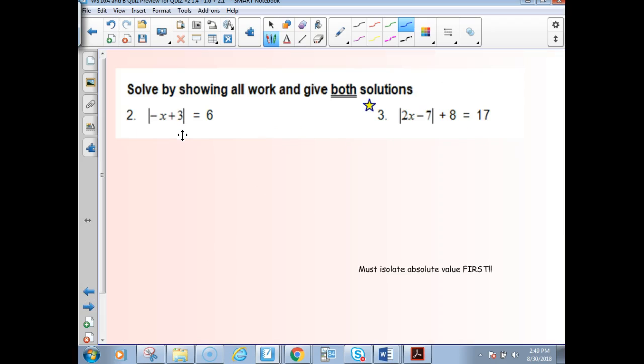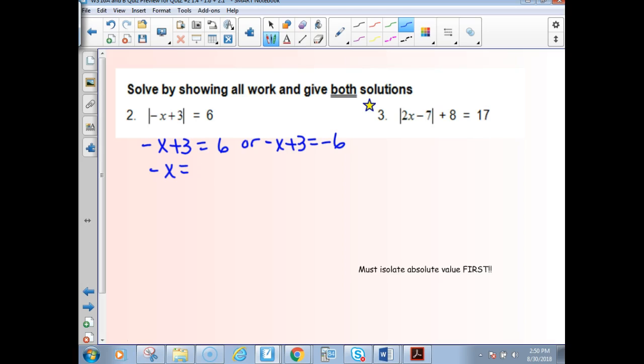Number 2 is an absolute value equation. And if you have an absolute value equation, it should have 2 solutions most of the time. So negative x plus 3 is equal to 6. Or negative x plus 3 is equal to negative 6. Never ever change what's inside the absolute value bars.